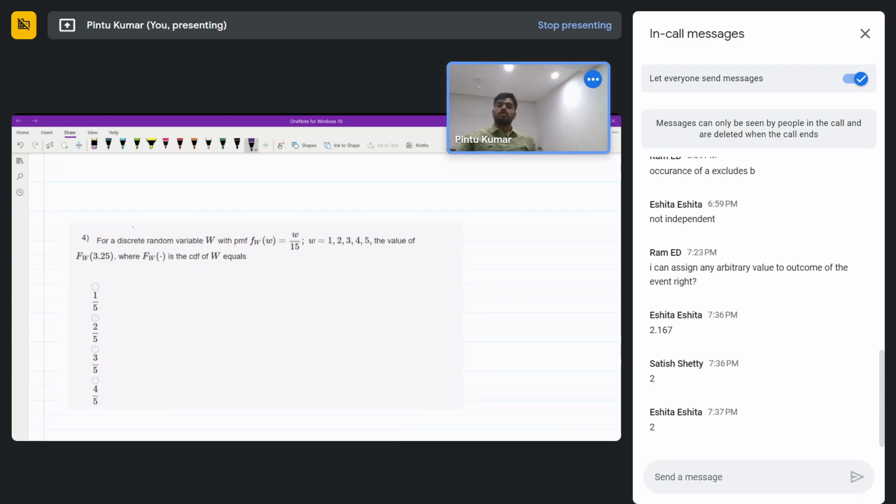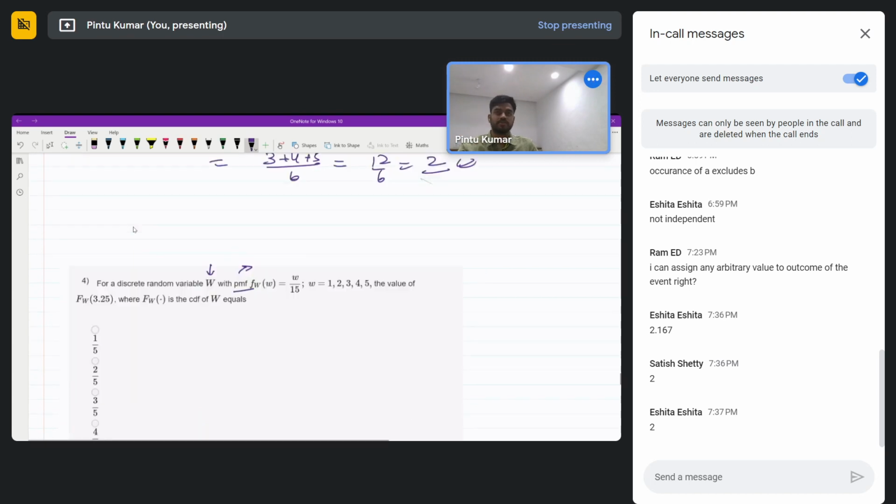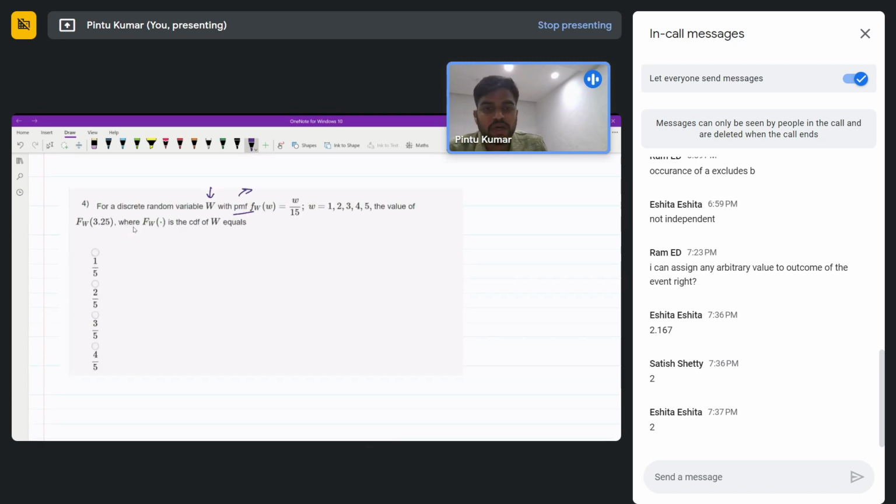Okay, so here is a question. You are given a discrete random variable W with a probability mass function. The probability mass function is nothing but the probability assignment that we did just here. As I mentioned earlier also, this assignment is known as the probability mass function. It is given by w by 15, for w equal to 1, 2, 3, 4, 5. So W takes values 1, 2, 3, 4, 5, with probability 1 by 15, 2 by 15, 3 by 15, 4 by 15, and 5 by 15.